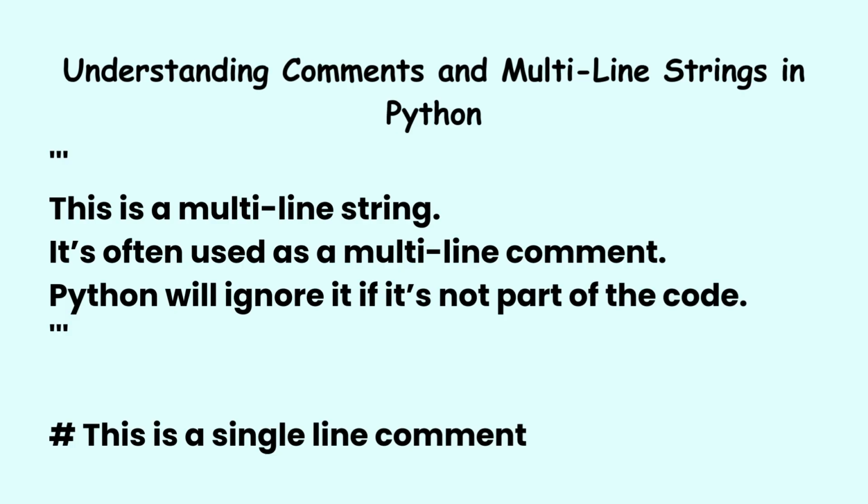Now, what if you want to write a longer note, maybe a paragraph or a block of documentation? Python doesn't have a built-in multi-line comment symbol, but there's a clever workaround: multi-line strings. You can use either triple single or double quotes to write a block of text that spans multiple lines. If you don't assign it to a variable or use it in your code, Python will ignore it. That makes it a great way to leave longer notes or temporary documentation.